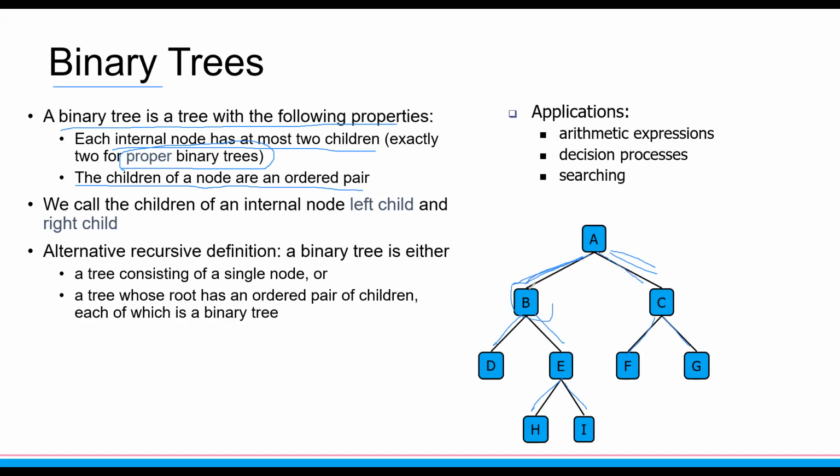So after B, we are going to C. So there is an order. After D, we have E. And after F, we have G. And after H, we have I. We call the children of an internal node the left child and the right child.